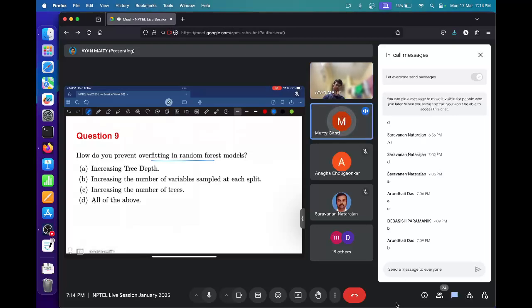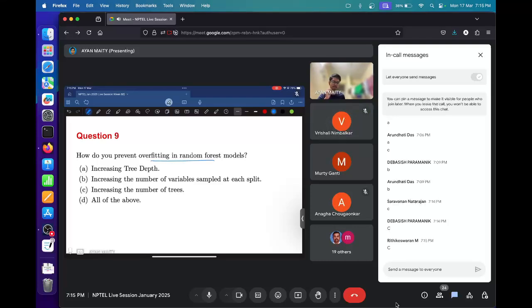I think it's B. B for Bombay. B, okay. Sarvana Natarajan says C, Devasis Paramanik says C. Okay. C is the right answer.